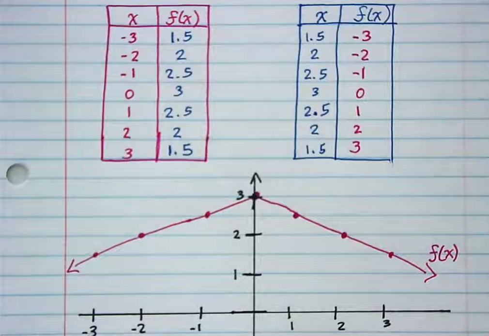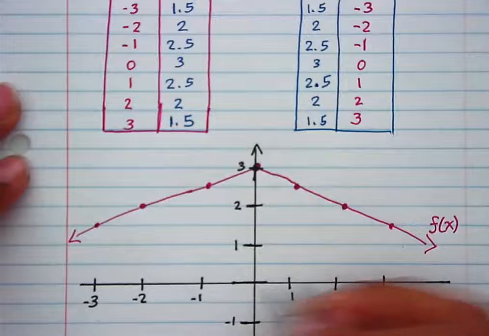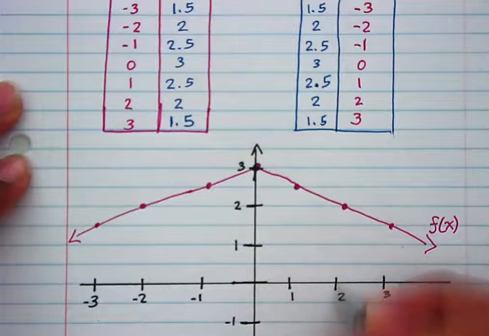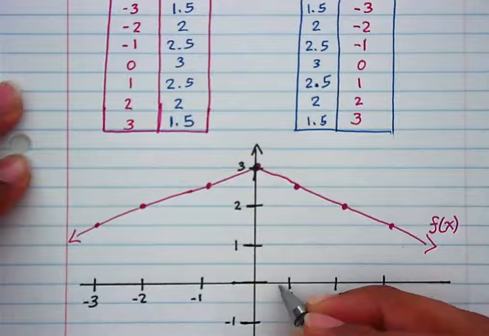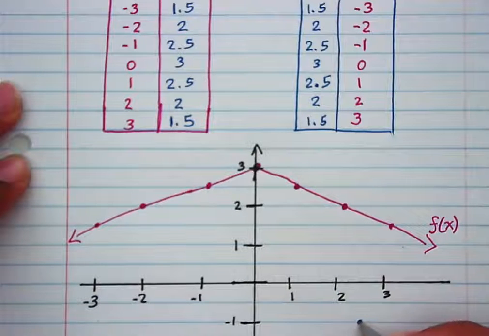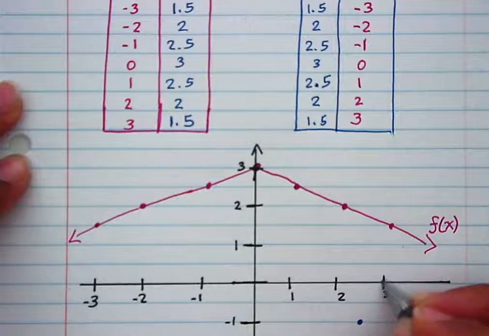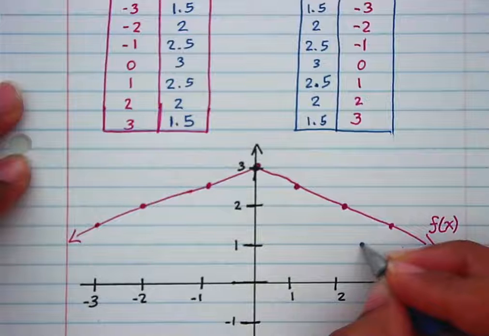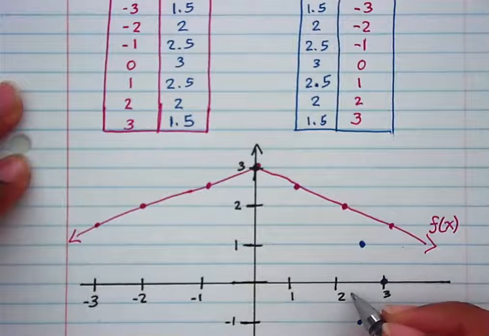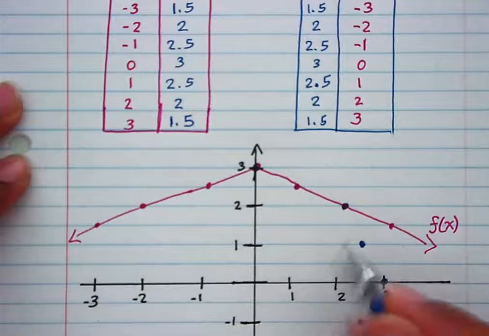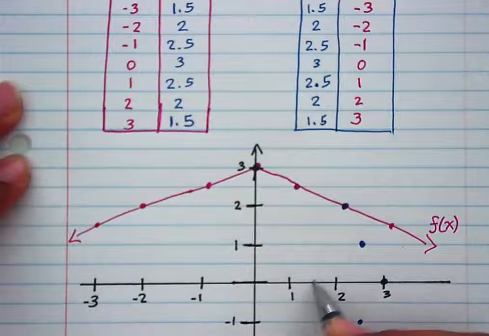All right, now when it comes to the second table, the inverse, we'll do 1.5 and -3. We'll do 2 and -2. We'll do 2.5, -1. We'll do 3 and 0. So it stays right there. We'll do 2.5 and 1. We'll do 2 and 2. And then we do 1.5 and 3.